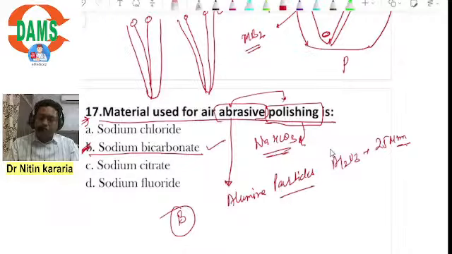So this is all about the various questions related to my subject that were asked in the examinations. A couple of them were definitely tough, but the majority were straightforward. If you had gone through the class notes properly, you would have been able to answer them very well.